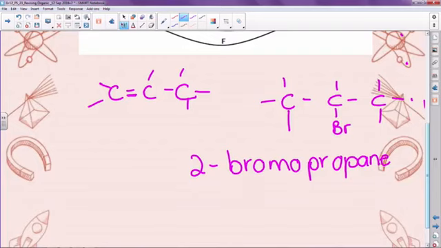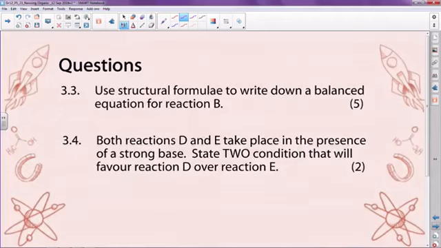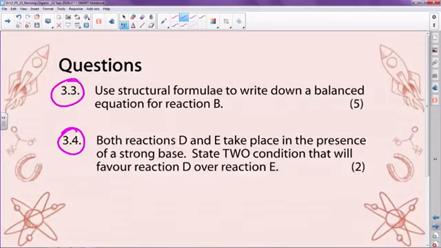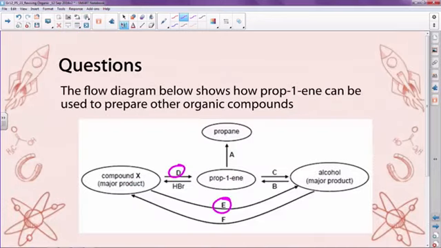Now we're sort of running out of time. There's a couple of extra things here that we need to look at. I'm not going to worry about 3.3. What I'm more worried about, just quickly, is 3.4. It tells you both reactions, D and E, take place in the presence of a strong base, because D is elimination and E substitution. How do you tell the difference between them? Strong base is very important, but how do we get that we'll favor D? D is the elimination reaction.